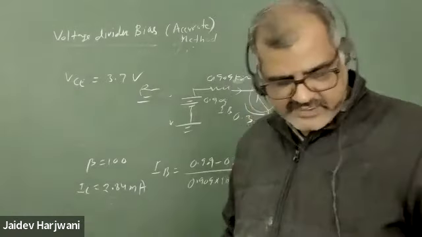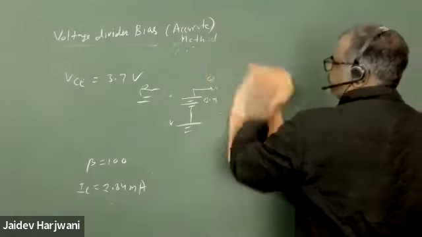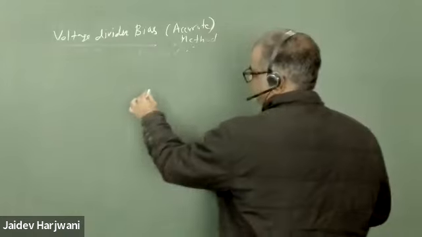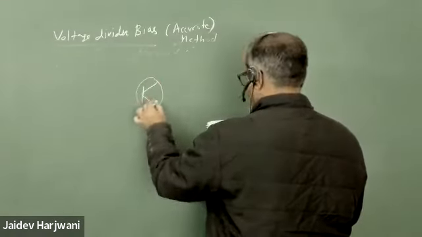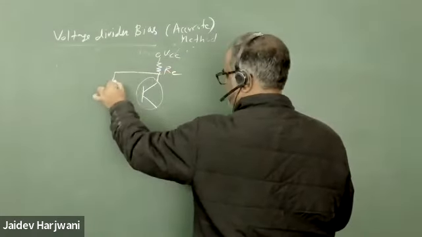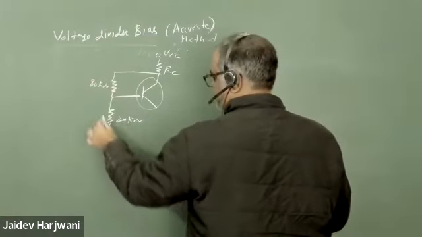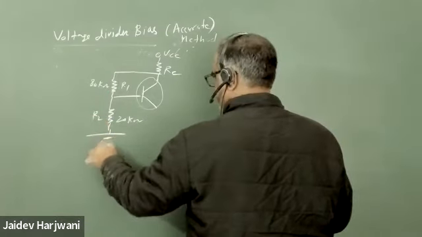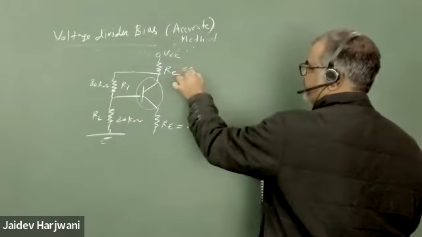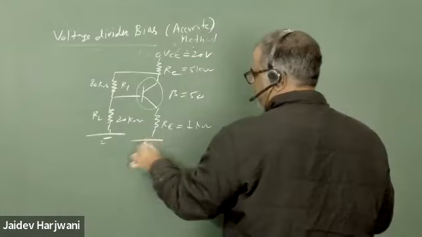Now let us do some problem which came in exam. This is R1, R2, okay, and then you have RE, 1 kilo ohm, RC given 5 kilo ohm, beta given 50, VCC given 20 volt, okay, and this is your question, okay.